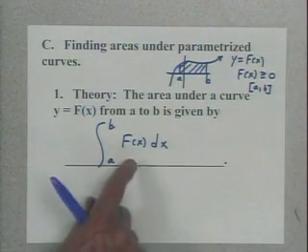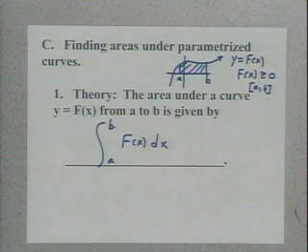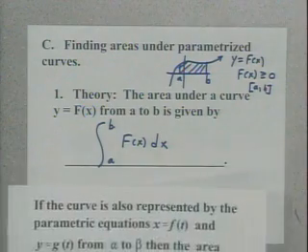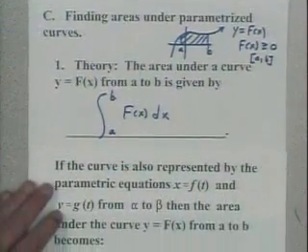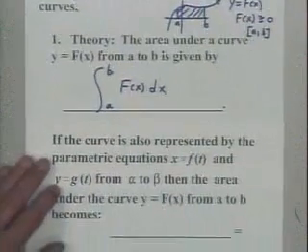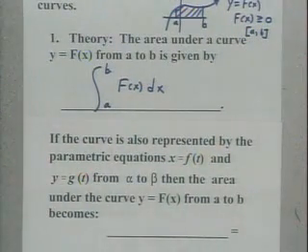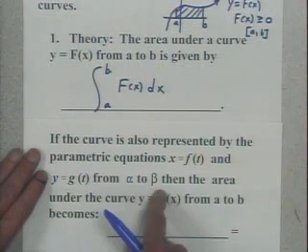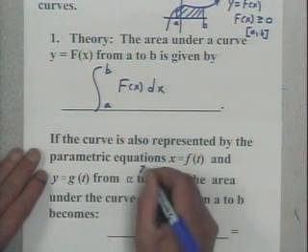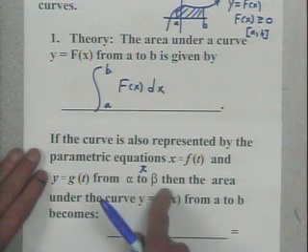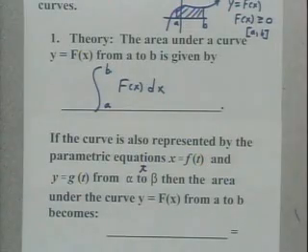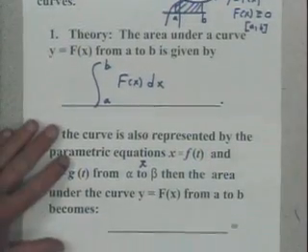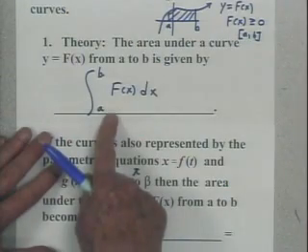Okay, now I want to convert that method to something that would involve parametric equations. It says, if the curve is also represented by the parametric equations, where x equals some f of t and y equals some g of t, and that's where t goes from alpha to beta. So the t values are from alpha to beta. Then what does the area under the curve become? Well, we're going to start with what we recalled up here.